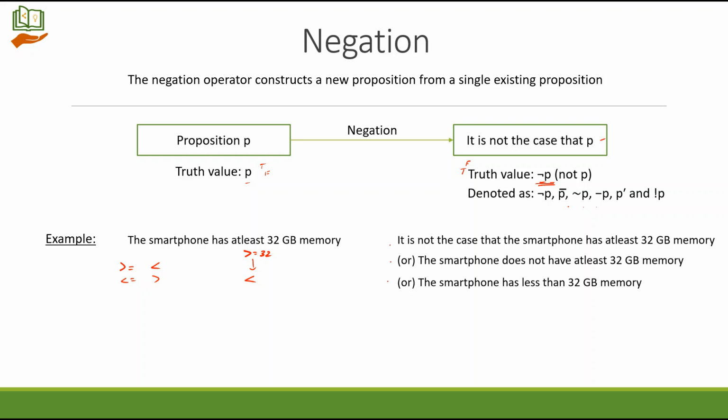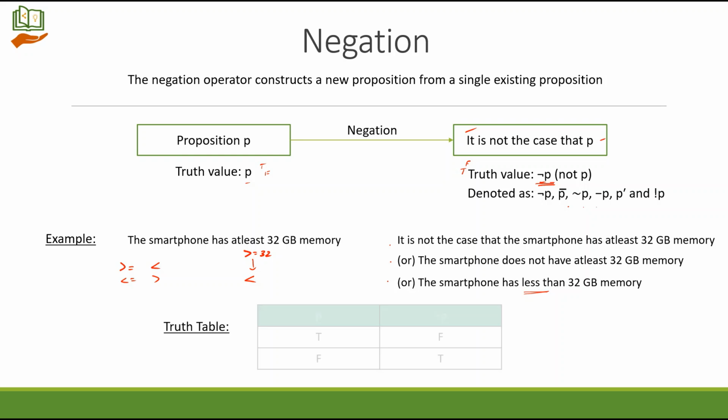Since we use it is not the case in the formal definition, it doesn't mean all the statements should follow that. At the same time, since we use less than to imply the meaning of not greater than or equal to, it doesn't mean the other two are wrong. So there is a possibility that the statement can be expressed in any way. All you need to understand is how the negation operator is being applied.